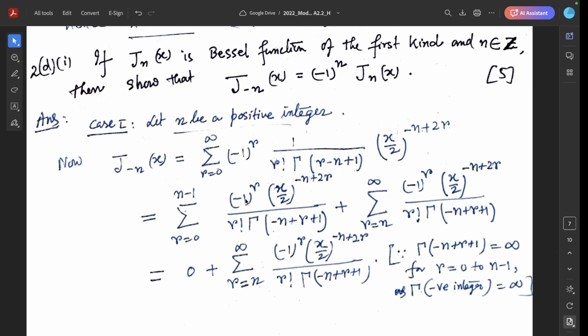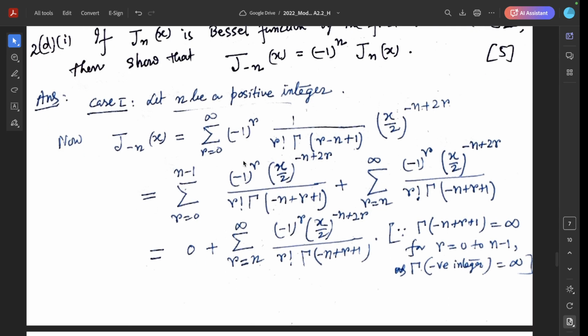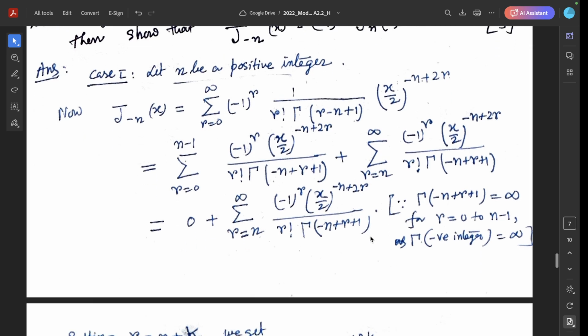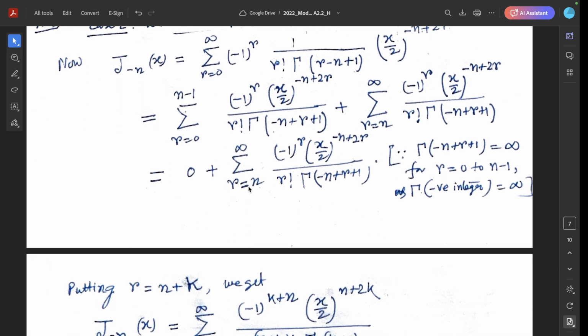Now we can split this summation into r equal to 0 to n minus 1 and r equal to n to infinity. The first part equals 0 because for r equal to 0 to n minus 1, the gamma is of a negative integer or zero, so obviously it is infinity. This series with finite terms is 0.